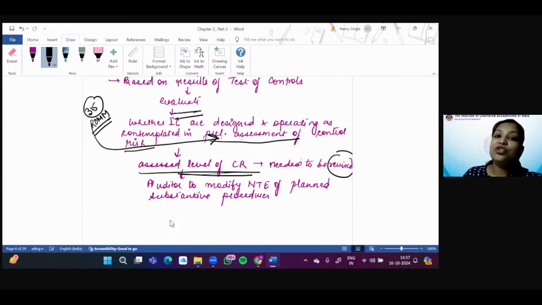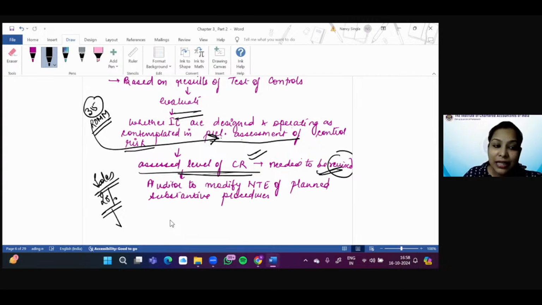And when there is a revision of the assessed level of control risk, what is the ultimate impact? See, earlier he thought that internal controls were good. Let me add one more thing. Earlier, he thought that internal controls were good, and accordingly, let's say with respect to sales, the internal controls were good, and accordingly he decided that since internal controls are working effectively, I'll do 20% checking of the sales transactions. But when he actually tested the internal control, he found that in fact the internal controls are not operating effectively. So he revised his earlier assessment of control risk, right?